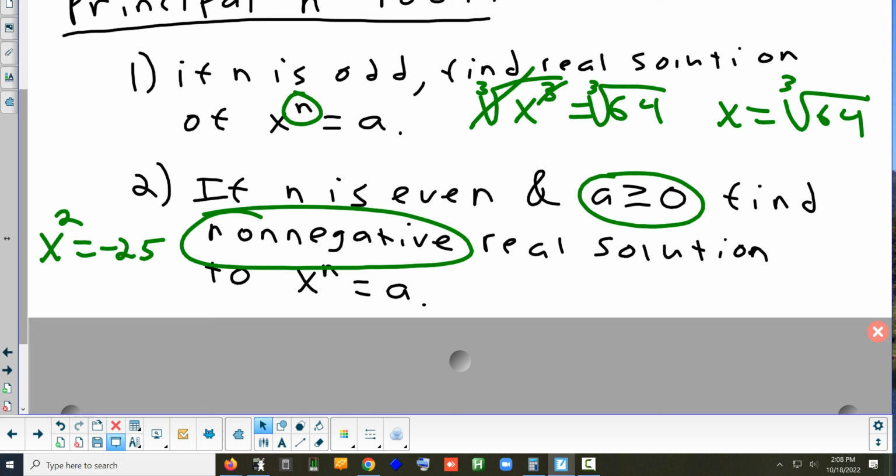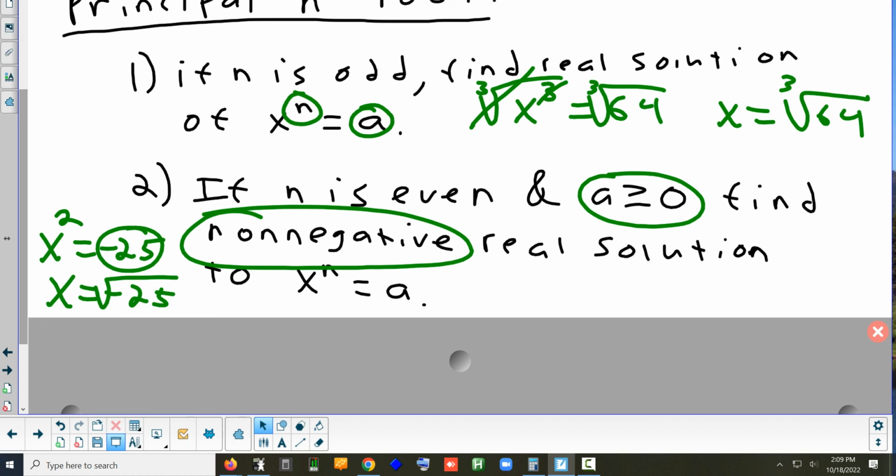If you tried to solve this one, what would happen? This is the a value, negative 25. It is not greater than or equal to 0. It doesn't follow what should be happening. So we should never have anything like this. But what would happen if you tried to solve that? Yeah? We get an imaginary number. Because now you're going to take the square root of both sides. Now you have the square root of negative 25. That's not what we're getting into.